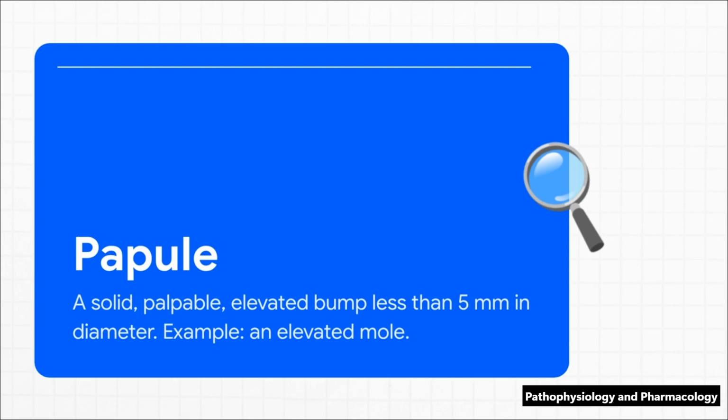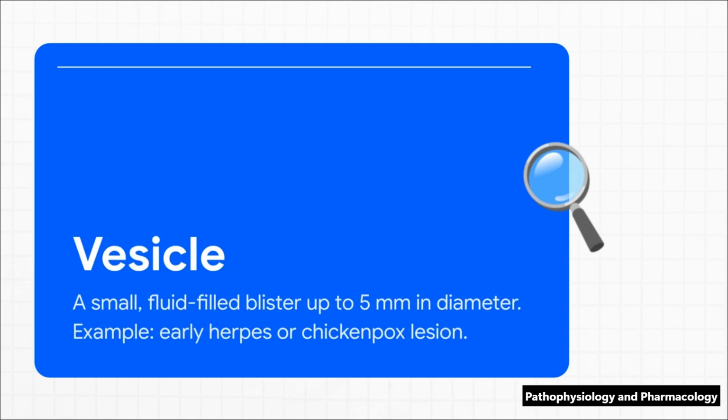Okay, so what if you can feel a bump? Well, then it might be a papule. A papule is solid, it's raised, and it's pretty small, less than 5 millimeters. Think about a common mole that's a little bit elevated from the skin. Yep, that's a papule. Now, what if that raised lesion is filled with fluid? If it's small, we call it a vesicle. This is your classic little blister, and as soon as you see a vesicle, your clinical brain should immediately start thinking about things like friction or, very often, common viral infections.